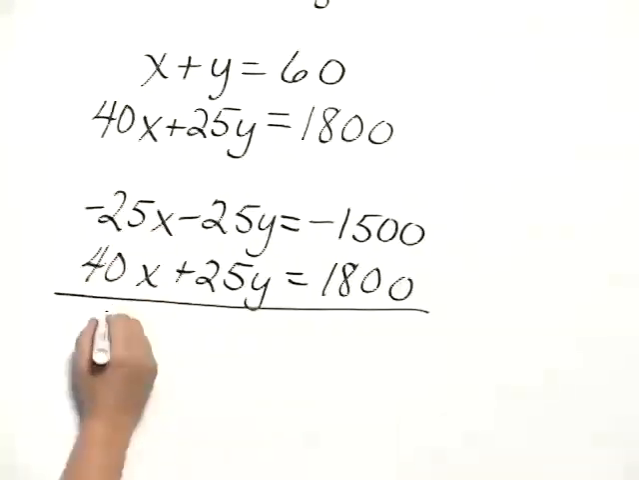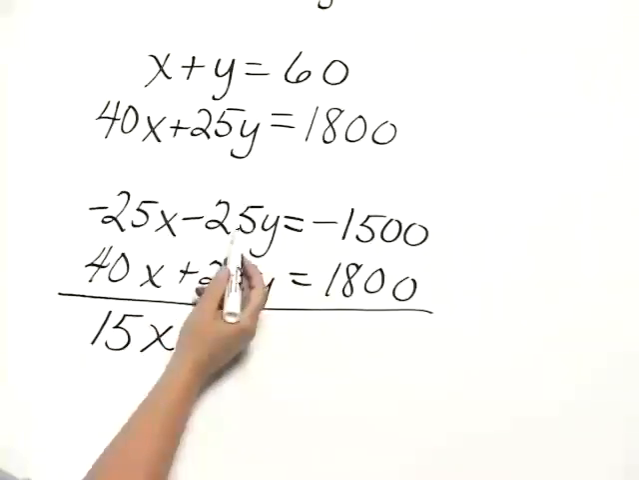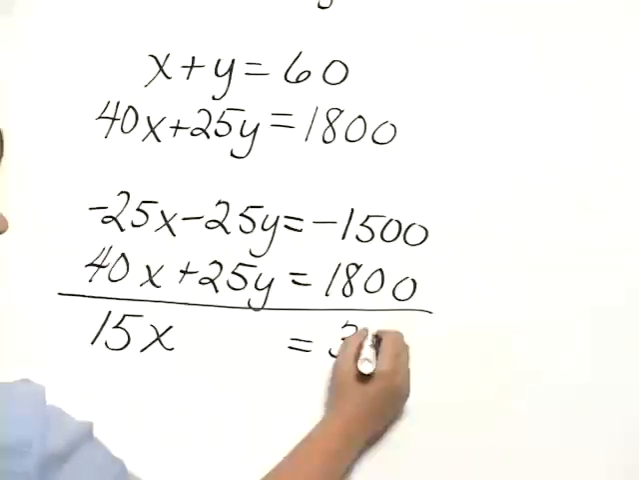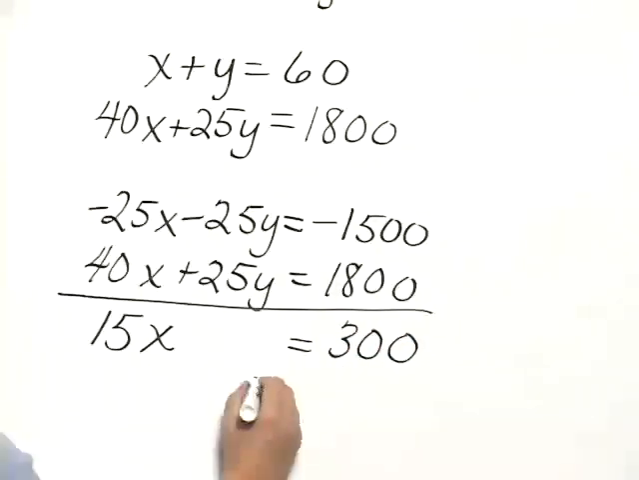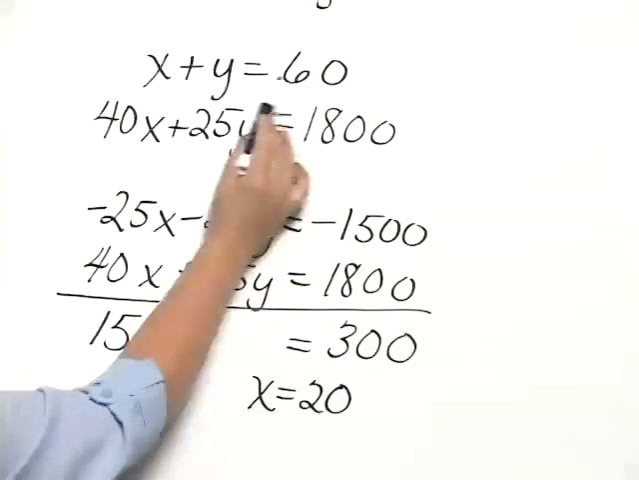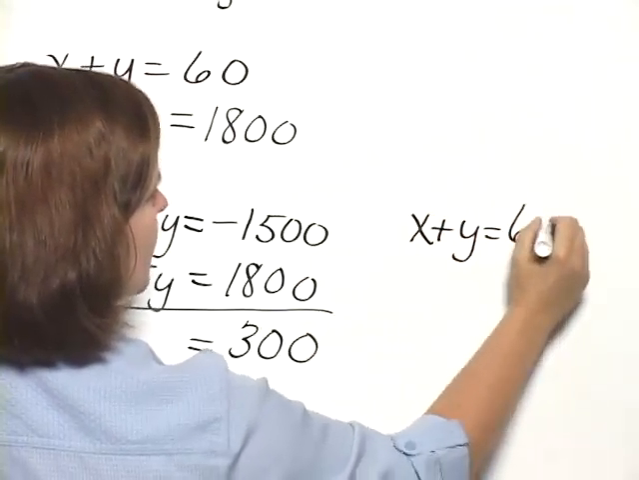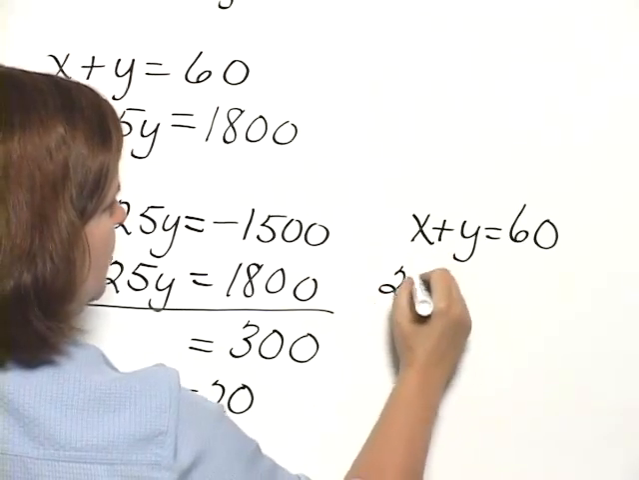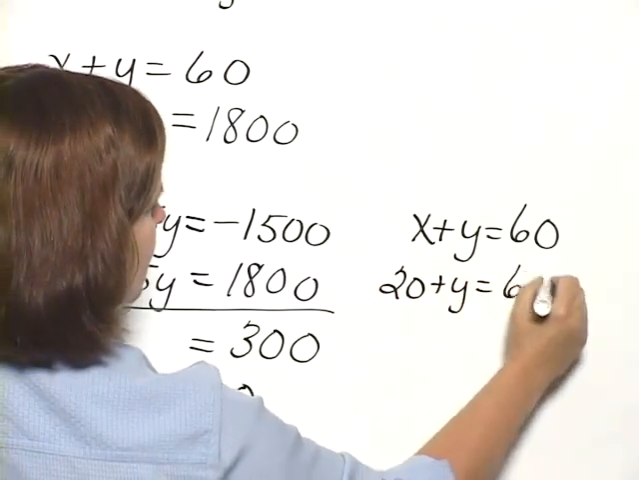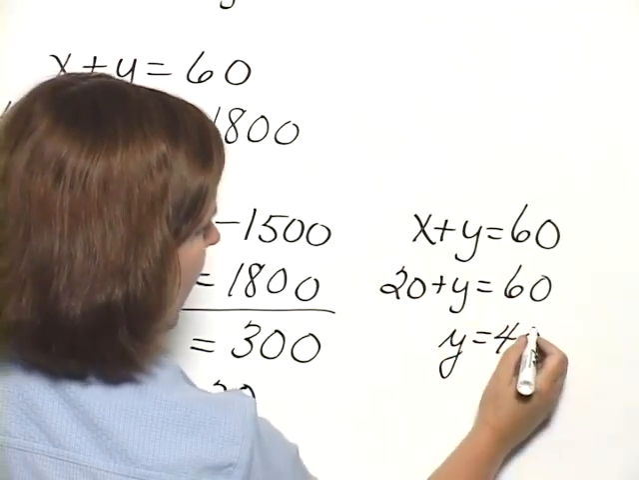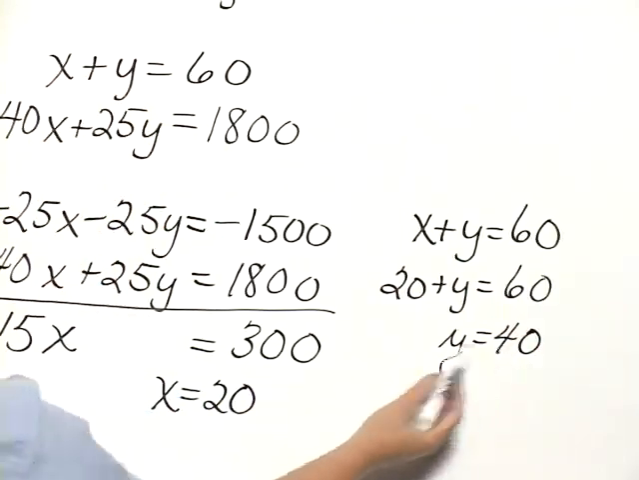Negative 25 plus 40 is 15, so I have 15x. This is 0, and negative 1,500 plus 1,800 is 300. Dividing both sides by 15, I get x equals 20. Now I found a value for x, I need a value for y now, and I can substitute back into this first equation. We have x plus y equals 60. X is 20, so I have 20 plus y equals 60. Subtracting 20 from both sides, I have y equals 40. So I have a possible answer of x is 20 and y is 40.